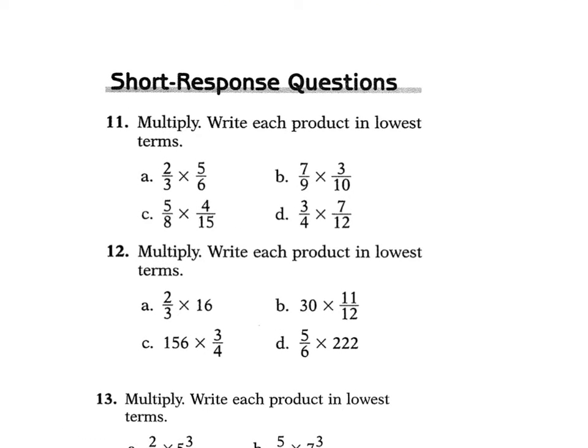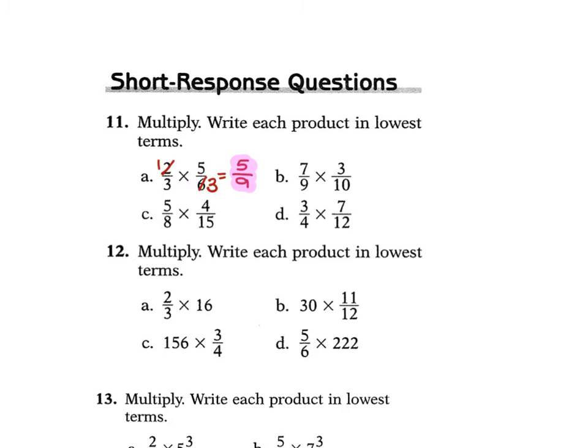So with A, we have 2/3 times 5/6. I'm going to see if I can cross simplify first. I see that both of my fractions are not mixed numbers, so see if I can cross simplify. I can. The 2 and the 6 share a common factor of 2, so I'm going to divide both of those by 2, so the 2 would become a 1 and the 6 would become a 3. The 3 and 5 do not share a common factor other than 1, so I'm just going to multiply straight across here. So 1 times 5 is 5, and 3 times 3 is 9. So 5 over 9 is our simplified fraction there.